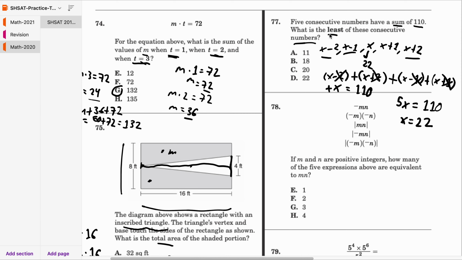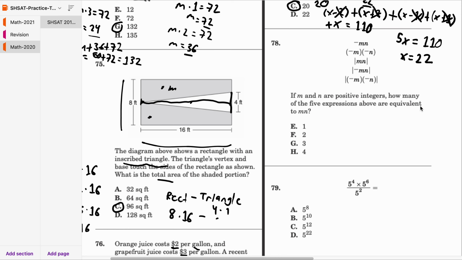But we're being asked for the least of these numbers. So the least of them is going to be this x minus 2 right here. So that would be 22 minus 2, which is just 20, right? So 2 less than this middle number. So that would be C.